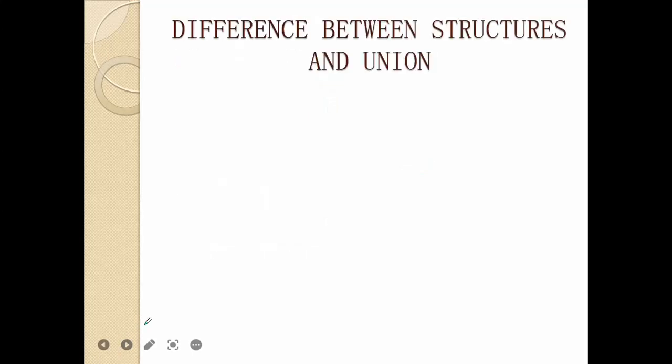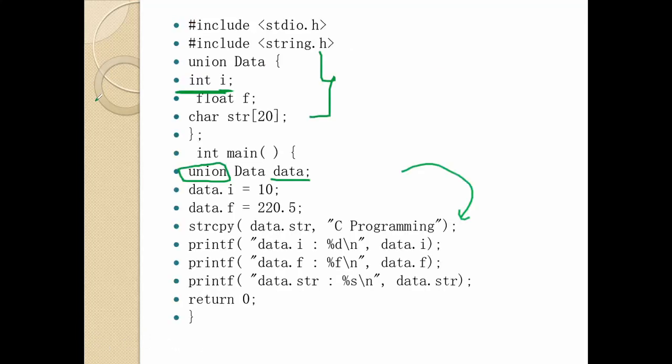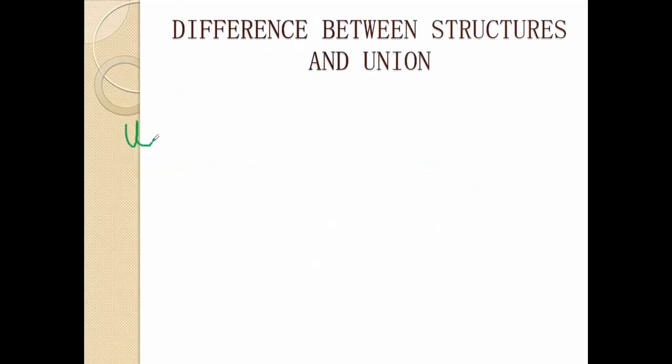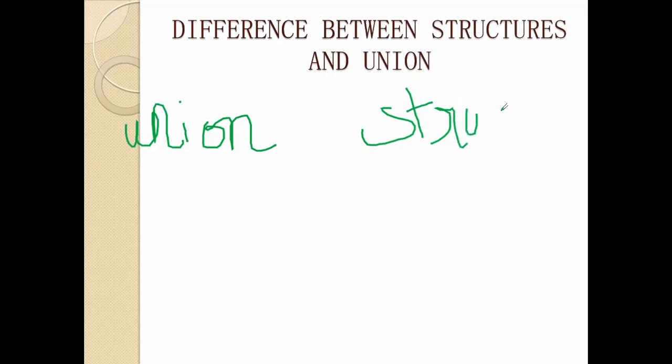And if we come to the differences between structures and union, because they look the same, the declaration is the same, their properties are almost the same, then what basically is the difference between these two? The first and foremost difference is that for union we are using the keyword union for declaration and creating its variables, and for structures we use the keyword struct. Remember not to use structure as the keyword, but the keyword is struct.